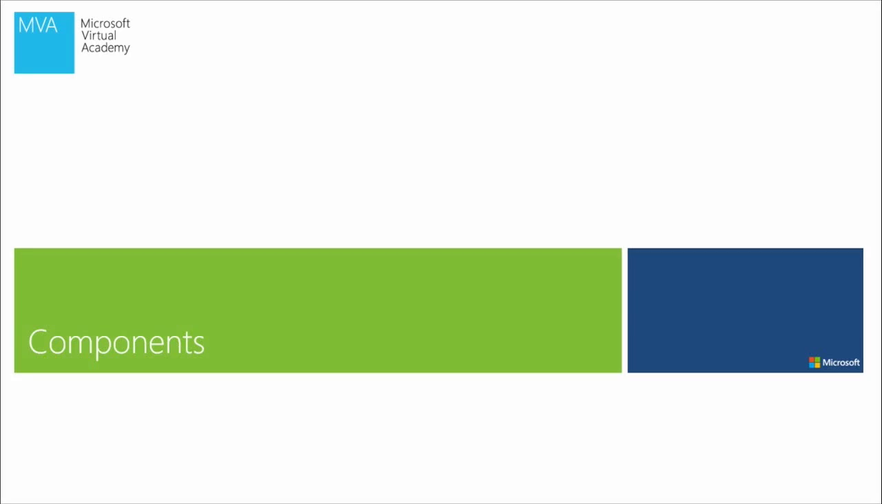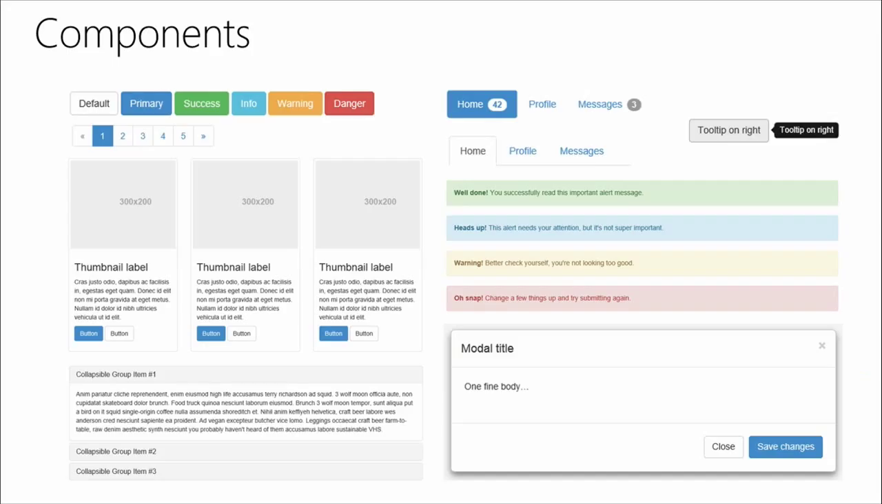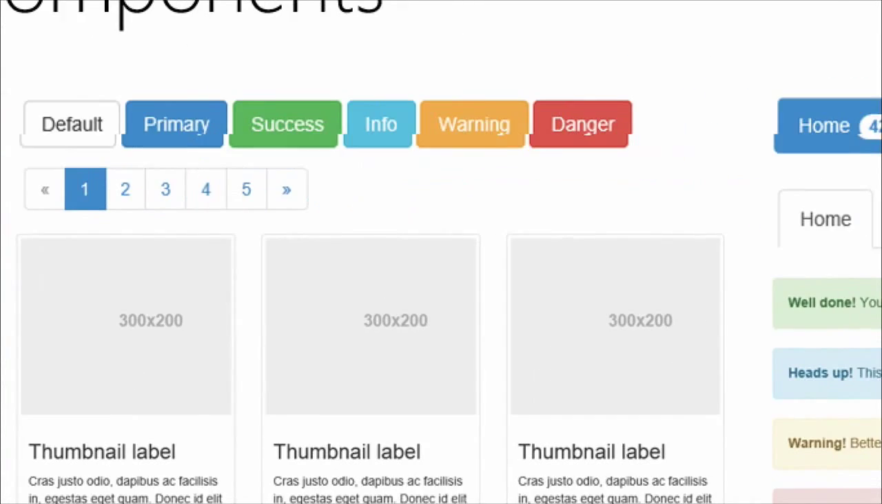Okay, components. Components are a lot of fun. And those are the things that make your site go from, you know, ugly HTML to looking pretty professional. So I just went and grabbed a bunch of different components off of the Bootstrap site. And here we'll see some examples.